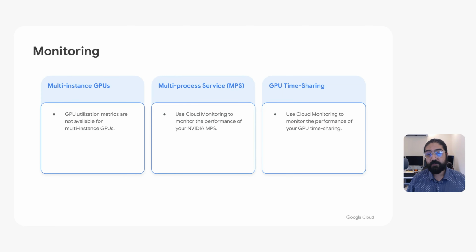In terms of observability, you can use Cloud Monitoring to monitor the performance of your workloads using multi-process service as well as GPU time sharing. GPU utilization metrics are not available for multi-instance GPU partitions. However, you can still monitor the GPUs as a whole in Cloud Monitoring.